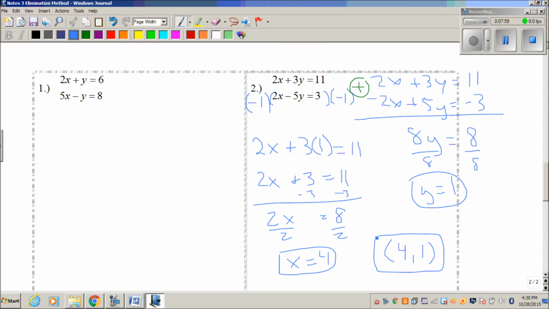So if I had graphed those two lines on the coordinate axes, those two lines would intersect at the point (4, 1). Okay? So press pause now. Try examples 1, 3, and 4, and then you can restart the video to check your answer.